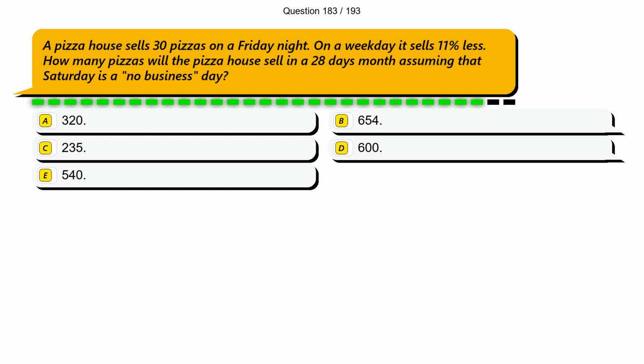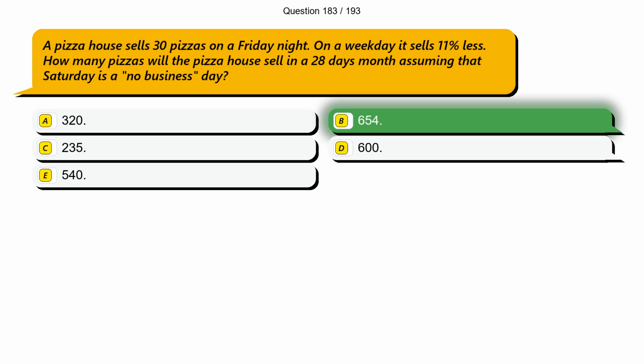Question 183. A pizza house sells 30 pizzas on a Friday night. On a weekday it sells 11% less. How many pizzas will the pizza house sell in a 28 days month assuming that Saturday is a no business day? Option A 320, option B 654, option C 235, option D 600, option E 540.